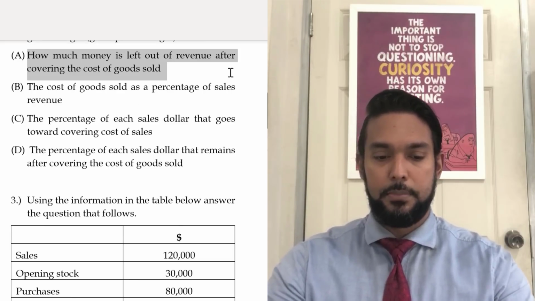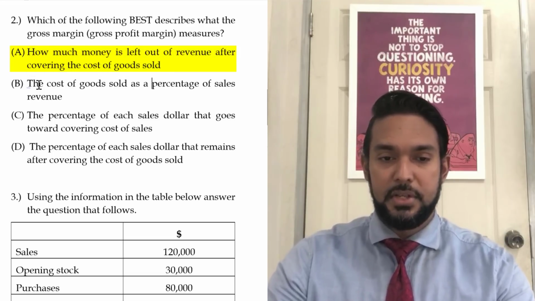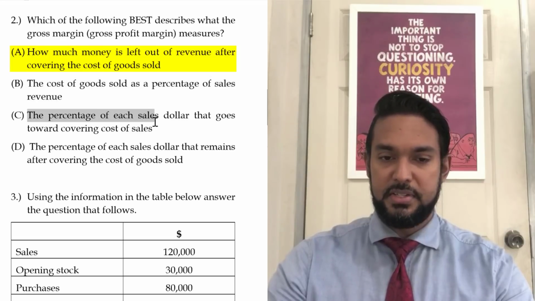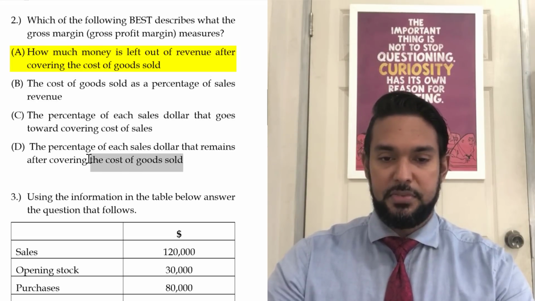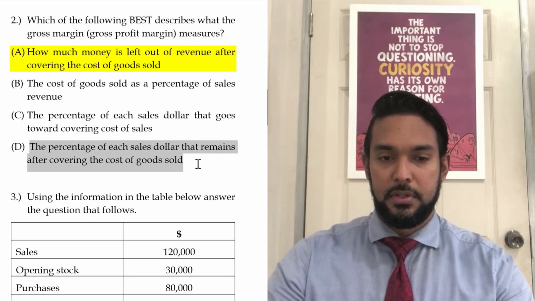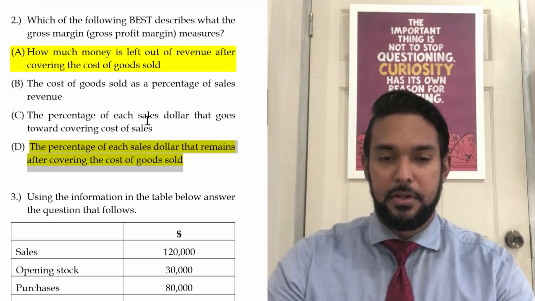So A is the correct answer. Now, option B says the cost of goods sold as a percentage of sales? No. Percentage of each sales dollar that goes towards covering cost of sales? No. The percentage of each sales dollar that remains after covering cost of goods sold? Well, actually, that is the correct answer, because it says percentage.